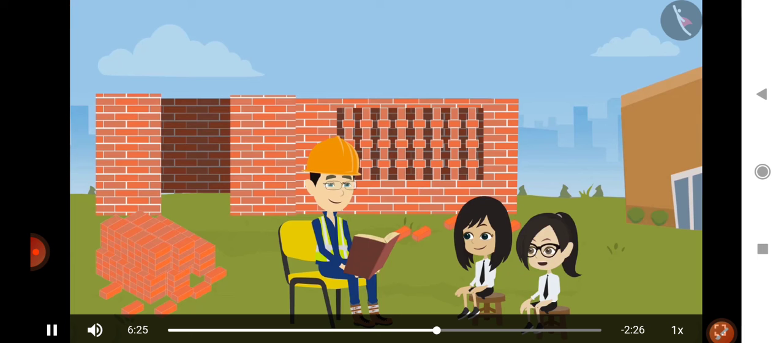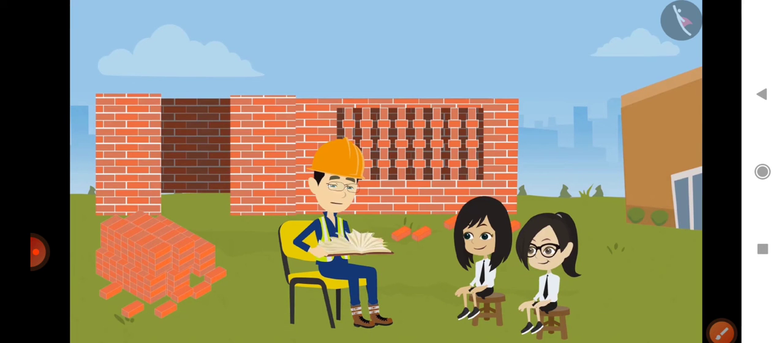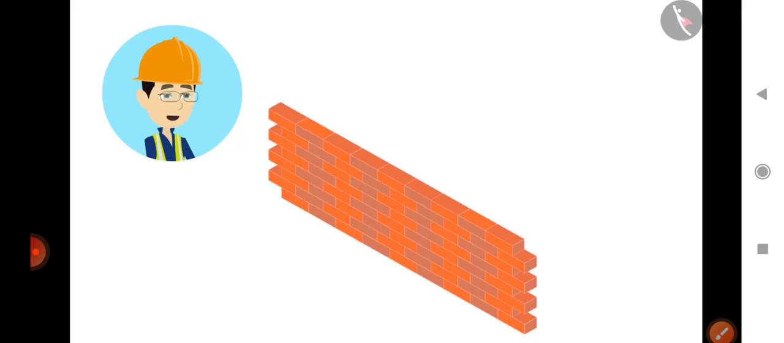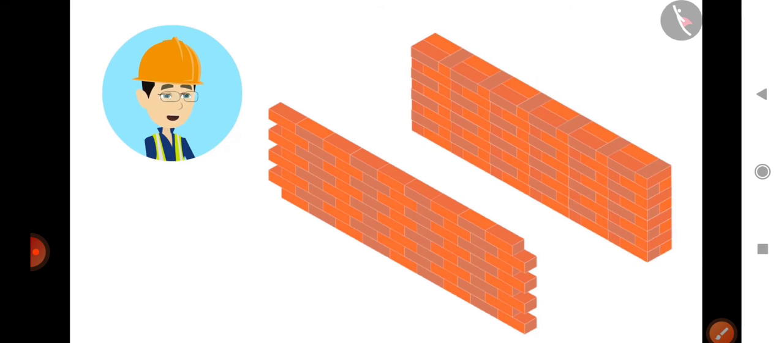Now show the patterns of walls. Sure. See, I'll show you 2 patterns of walls. This is the first pattern. It is made when we have to make a thin wall. And this is the second pattern. It is made when we have to make the wall a bit thick.